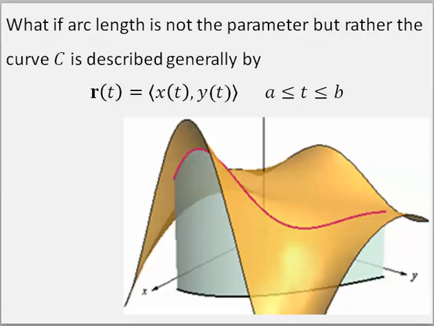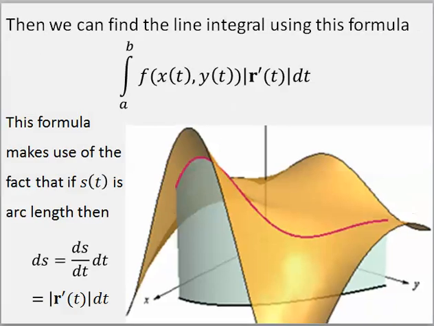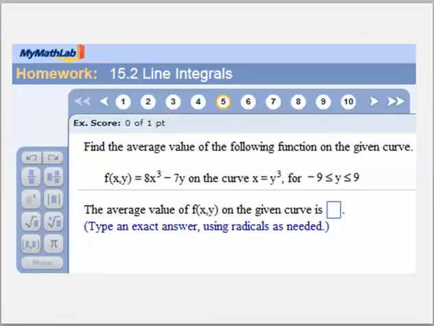What if arc length is not the parameter, but rather the curve is described generally by t? Then we can find the line integral using this formula, which makes use of the fact that ds is equal to speed, ds/dt, times dt. And that speed, ds/dt, is just the magnitude of r prime. And we're going to use this to look at an example in your homework.